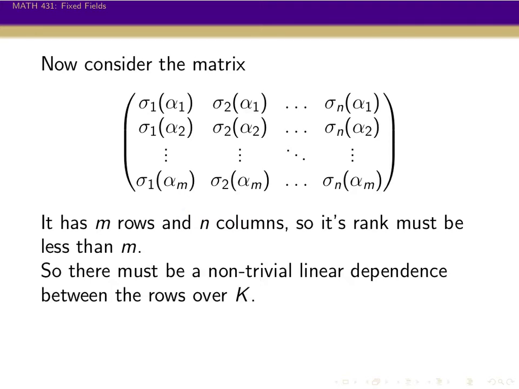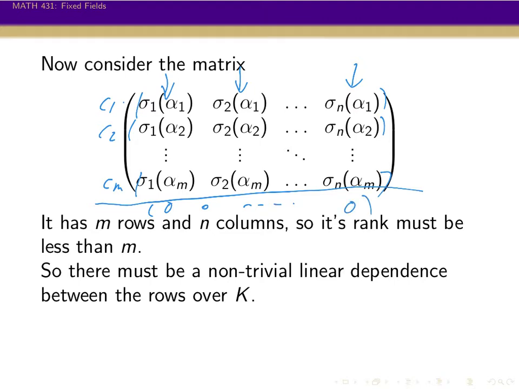And so if it has more rows than its rank, there must be a non-trivial linear dependence between the rows over k. And so there has to be some way to add these rows together to cancel them off. So if we're adding the rows together, think about each row times C1, times C2, down to Cm, adding them together, the addition is going to be happening down the columns. And at the end, we have to end up with a 0 row if we added these all together.